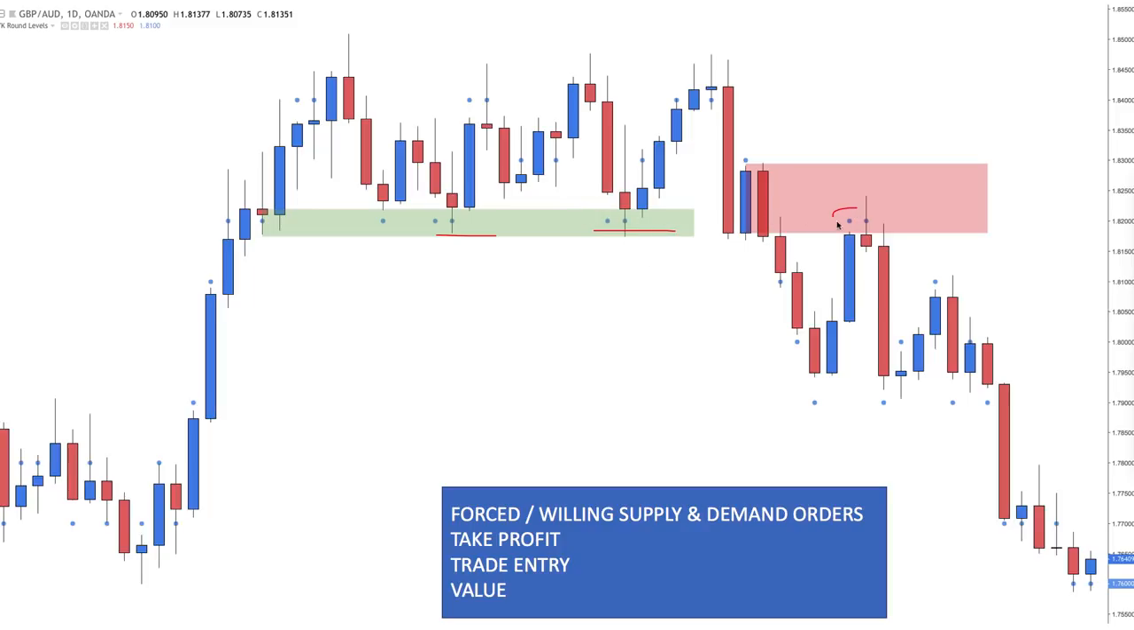And then from a supply perspective, you can see the reaction that it did have, as it had in the past, around here, and this is around the 1.82 round number. And again, if you bought around here, or bought around here and you ended up having to take profit around an area, your take profit is forced selling.